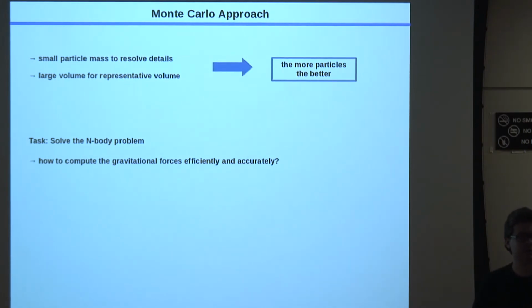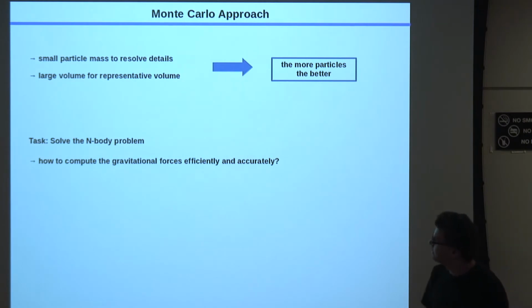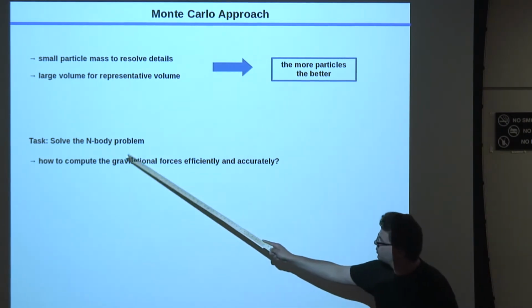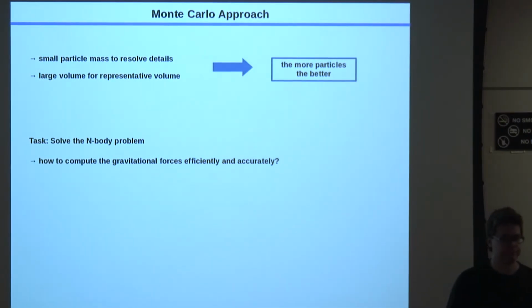So the more particles you have, the better you sample the phase space distribution. It's a pure function of particle number. If you have 10 times more particles, you will resolve smaller scales and smaller masses with this simulation. It's just a pure function of the particle number. And so the main challenge then is how to calculate these gravitational forces. That's the main remaining challenge.